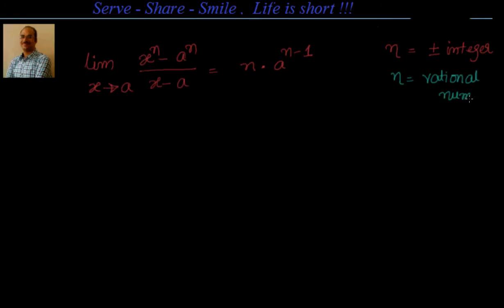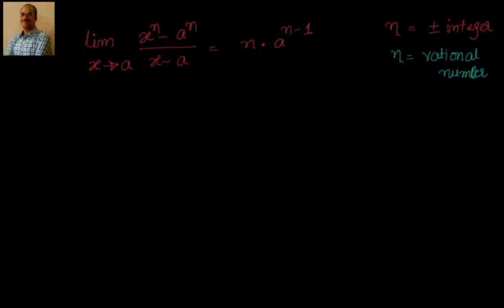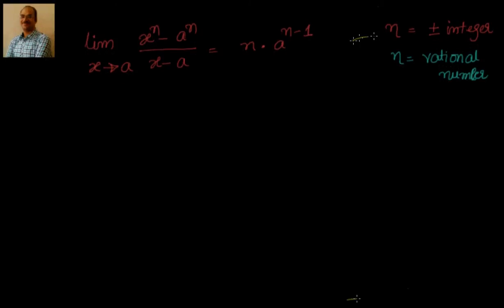For that, what we will do, we already know that the limit of x to the power of n minus a to the power of n by x minus a is equal to n into a to the power of n minus 1 for integers. So I will try to convert the rational number into integers so that we can apply the formula whatever we know earlier. Before that, let me take n equal to p by q, which is a rational number where p, q are integers and q greater than 0.